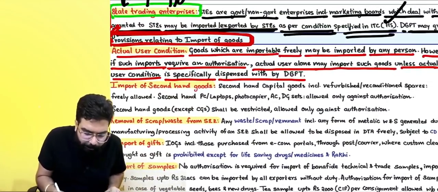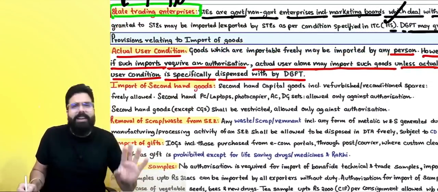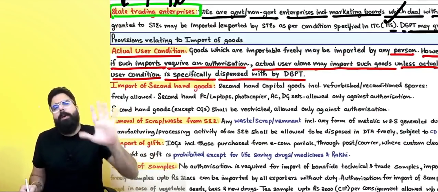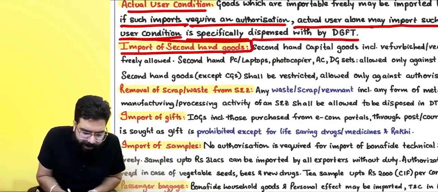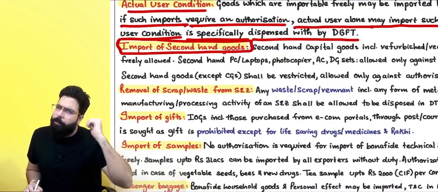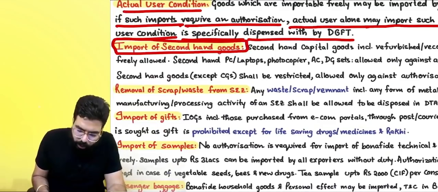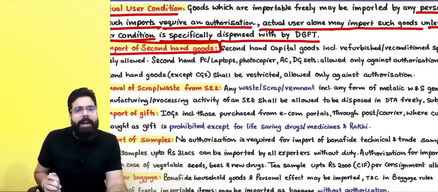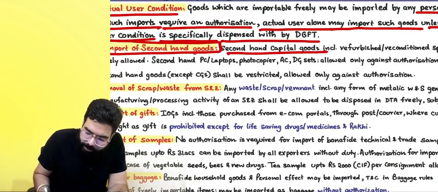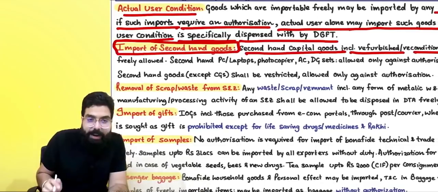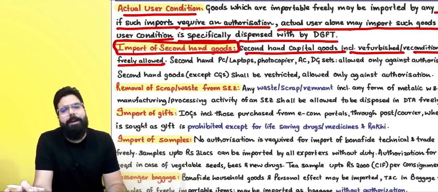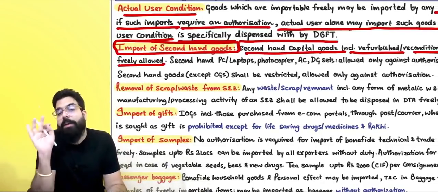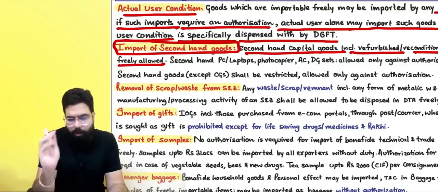Next, what are the provisions? Everyone, these are just the general provisions relating to import of goods. Sir, what are the general provisions relating to import of second-hand goods? Can I import second-hand goods? They have gone ahead and told: second-hand goods including refurbished or reconditioned spares are freely allowed. You are allowed to get second-hand capital goods into India.